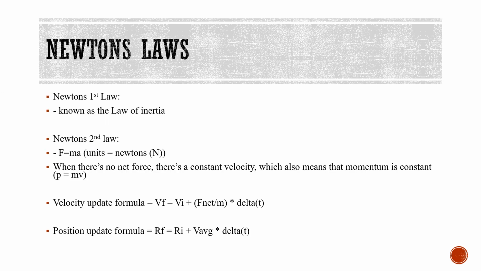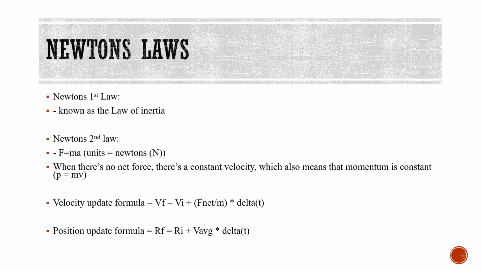Newton's first law is also known as the law of inertia, and it states that if a body A exerts a force on body B, then body B will exert an equal and opposite force on body A. Newton's second law is mainly known as an equation of force is equal to mass times acceleration with the units of newtons. But when there's no net force, that means that there is a constant velocity, which also means that the momentum is constant. So we then get the equation momentum equals mass times velocity.